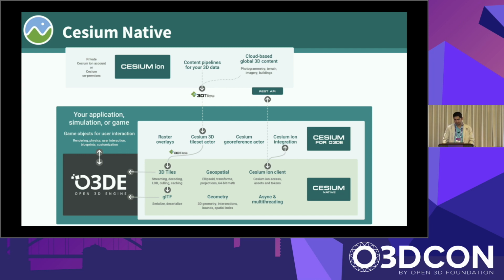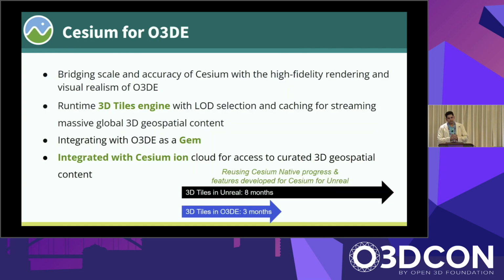Because we already had Cesium Native when we did Unreal, it really allowed us to, at a very high speed, advance and build our pipeline with O3DE. Visualizing a city-scale photogrammetry tile set took about 8 months because we were building everything from the ground up. It took 8 months in Cesium for Unreal. It only took 3 months with O3DE. So that's the scale of reuse that we're talking about.